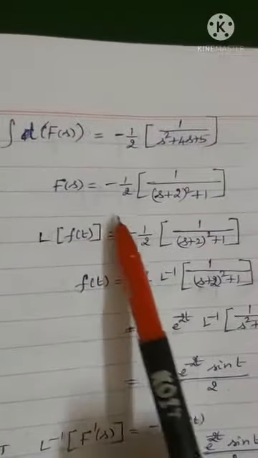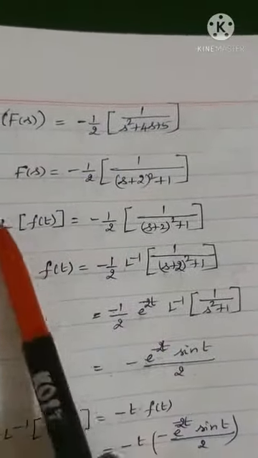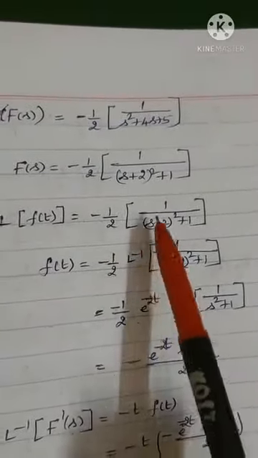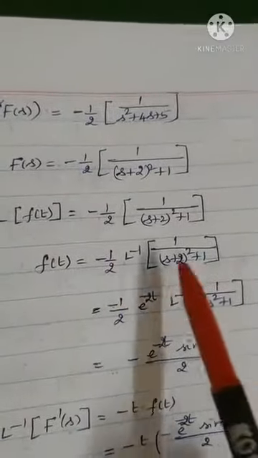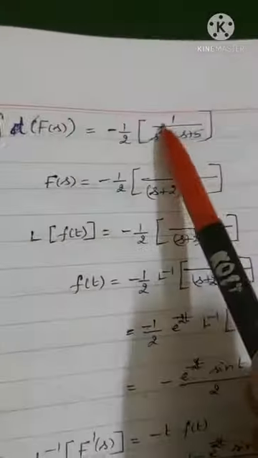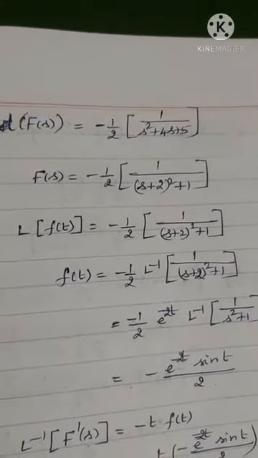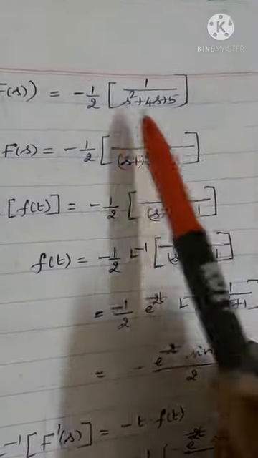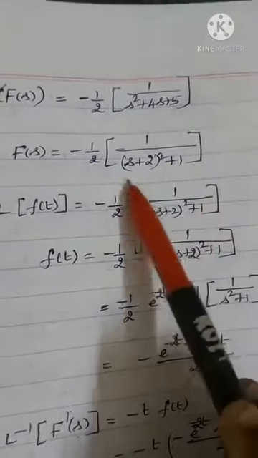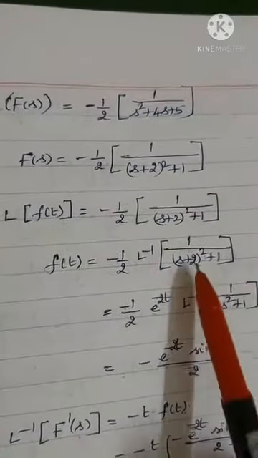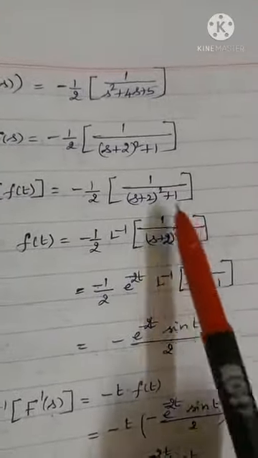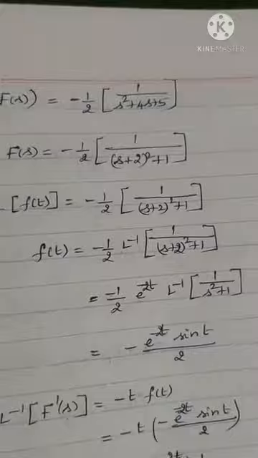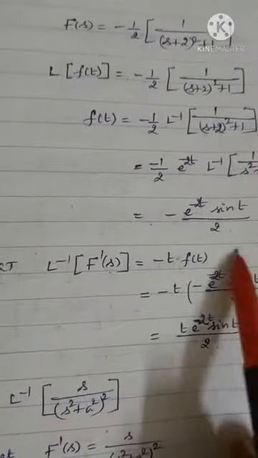So f of s is L of f of t. Take L inverse on this side. By the linearity property, minus 1 by 2 can be taken outside. L inverse of k into f of s is k into L inverse of f of s. We have the denominator as a quadratic polynomial, so we know how to do it. We have done these kinds of problems in our first shifting property. The same method: try to write it as a perfect square term, or some perfect square term plus some other term. By the first shifting property, e power minus 2t into L inverse of f of s, which is e power minus 2t sin t by 2.